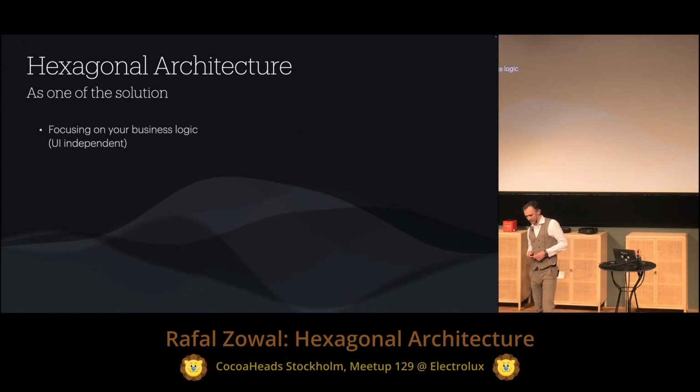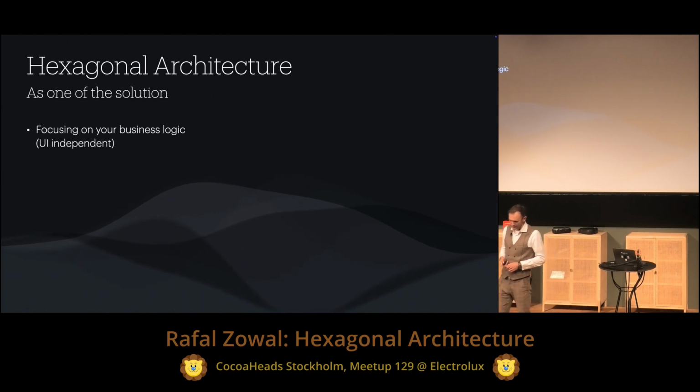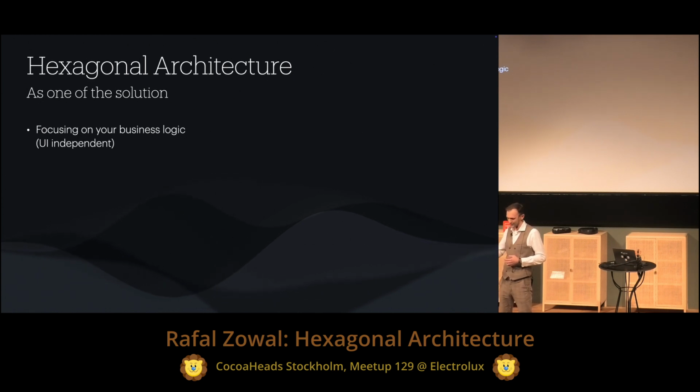So hexagonal architecture is a good approach if you want to concentrate on your business logic, because hexagonal doesn't focus on the UI. It doesn't mean you cannot use both. You can use MVVM, but if you want to create the models, what we saw on the previous slide, you must think differently. It's a different approach, a different target that you want to have. And hexagonal architecture will help you a lot with that.